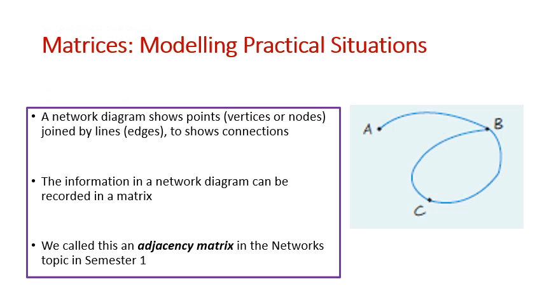So let's start off by showing you a network diagram on the right. You'll be familiar with this from our Jumpstart topic on networks and graphs. There we've got 3 vertices, points or nodes, whichever way you want to call them, and they're joined by lines. We call those edges. And they just show the connections. It might be like a road connection or something like that.